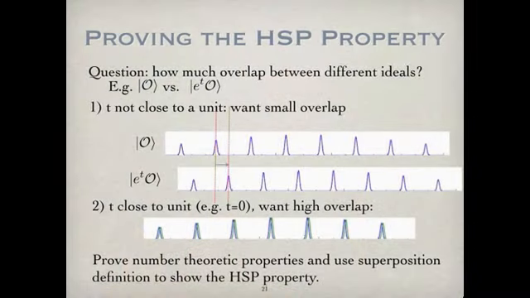Okay, and so then we have to prove the HSP property. Here I'll just give you an idea of what we have to do. For example, we want to know how much overlap there is, because we would need to prove that there's overlap when you're off by a unit and small overlap when you're not. So you would compare O and e to the t times O. These are two superpositions of lattice points for different values of t. If t is not close to a unit, you want to have small overlap.